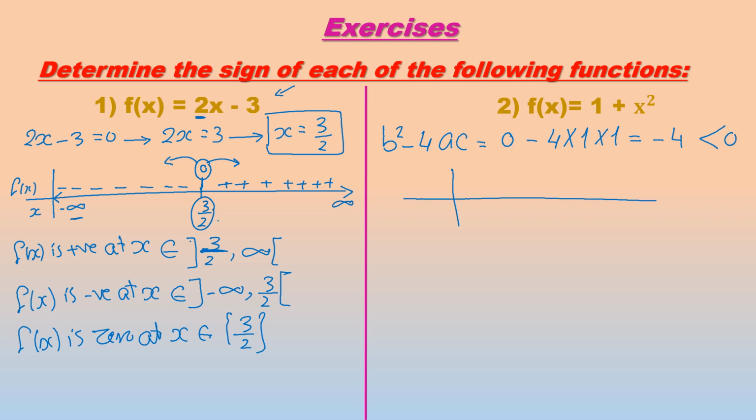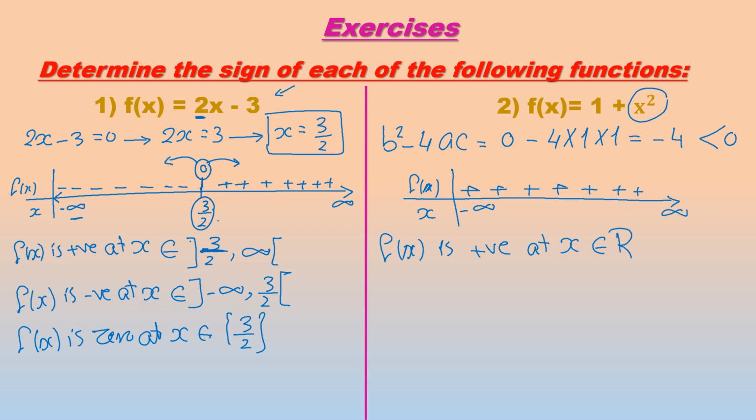So its representation is, here is x and here is the sign of the function. There is no root, negative infinity, infinity. So the function takes the sign of what? The sign of x power 2. x power 2 is positive. So the function is also positive. So f of x is positive at x belongs to what? Belongs to all the number line. So belongs to R.